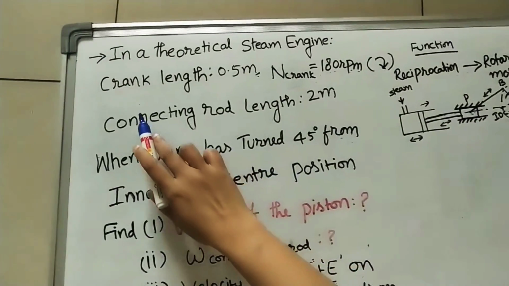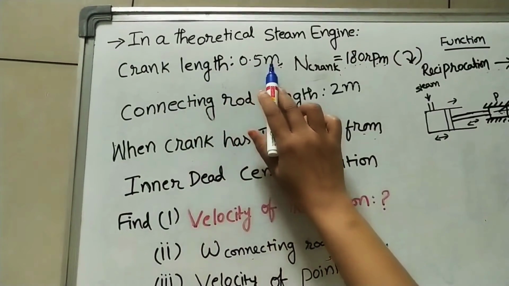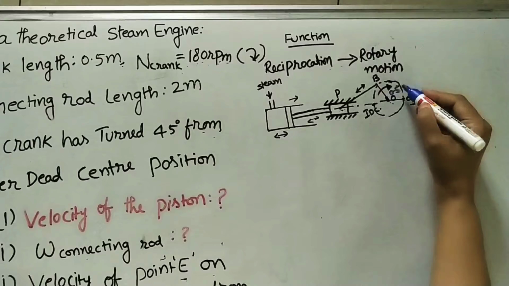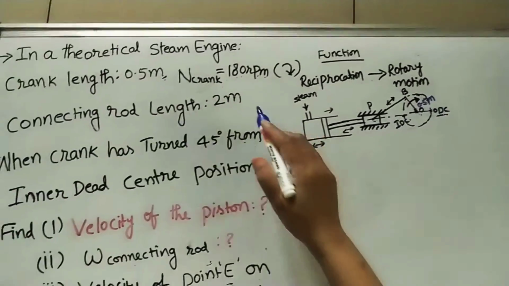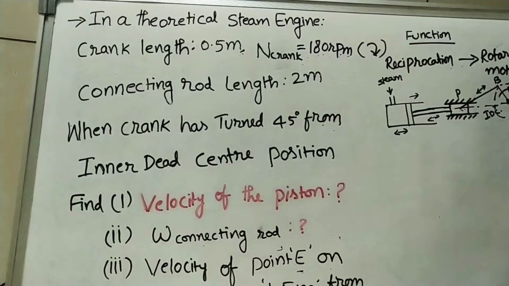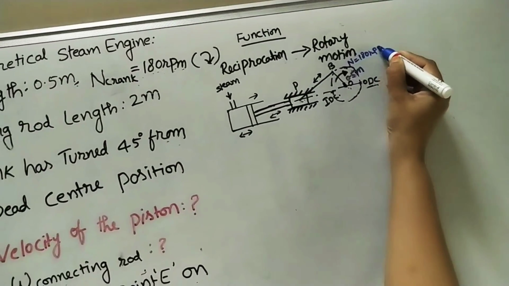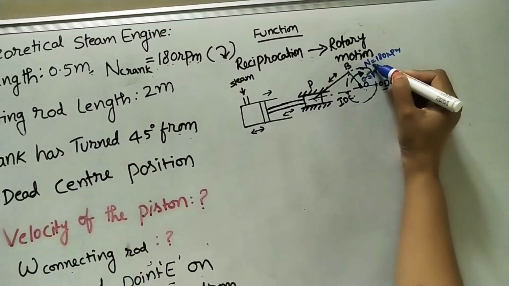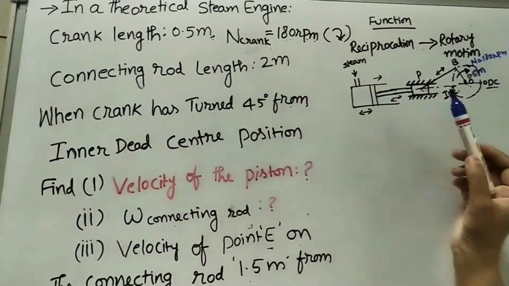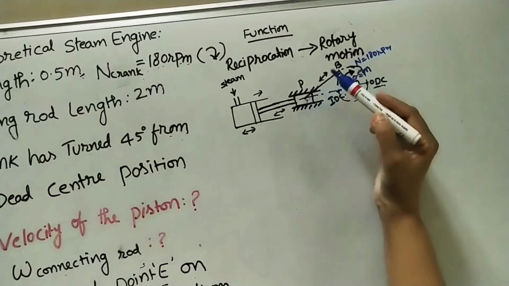What are the given dimensions here? The crank length is given as 0.5 meters. So OB is the crank length, it is 0.5 meters. And at what speed is it moving? 180 rpm. N is equal to 180 rpm. We can write N of OB is 180 rpm. The next given data is the connecting rod length of 2 meters. What is the connecting rod? PB is the connecting rod.